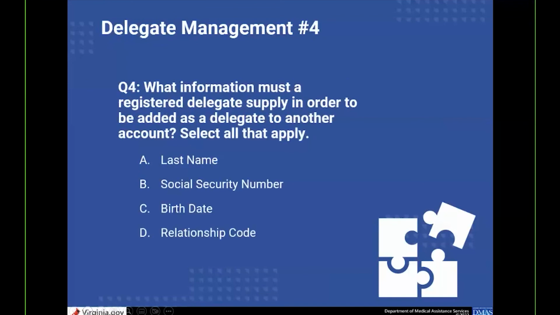And then our last question, 4. What information must a registered delegate supply in order to be added as a delegate to another account? And on this one, you will select all that apply. Remember, whenever we added the registered delegate, a small thin bar came up in the middle of the page. We had to add two things, and that was the last name and the relationship code.